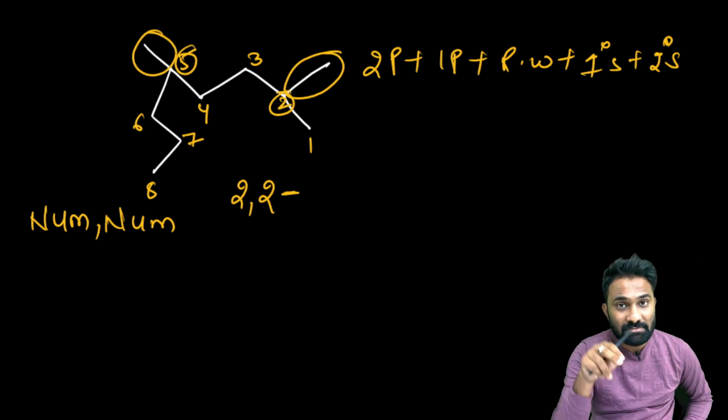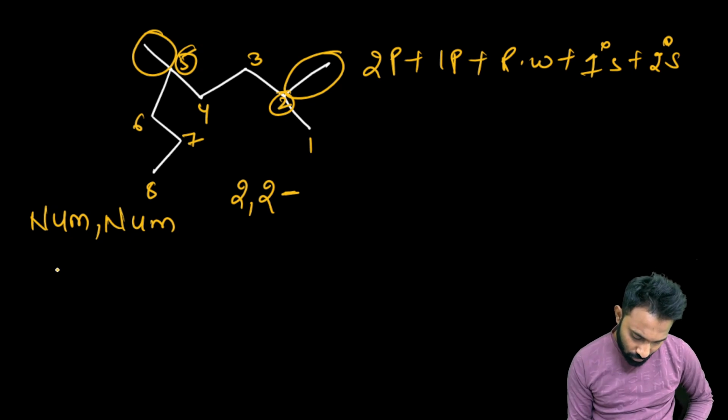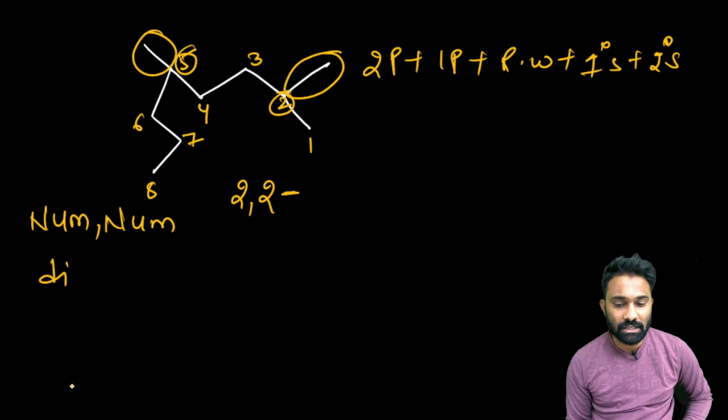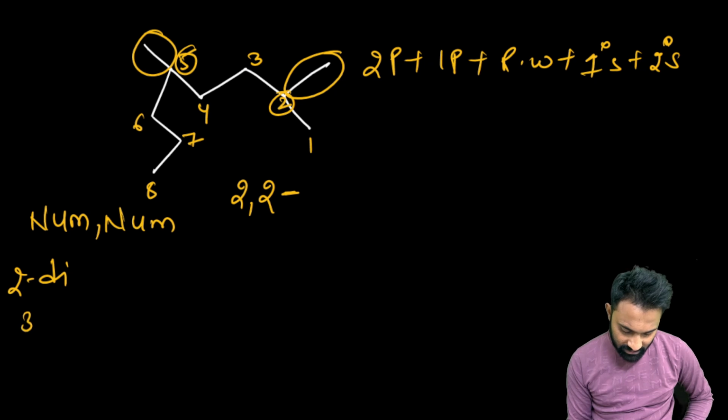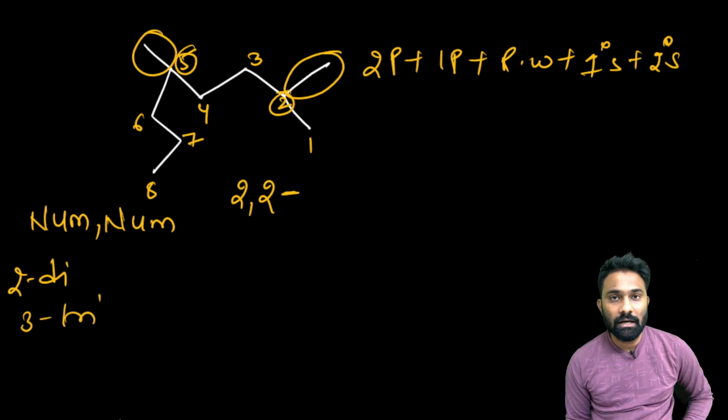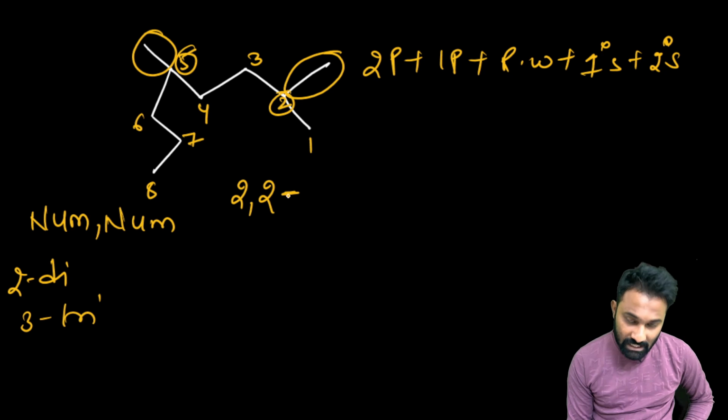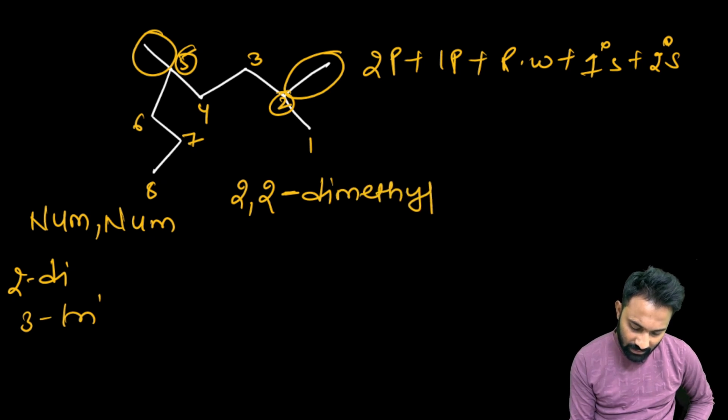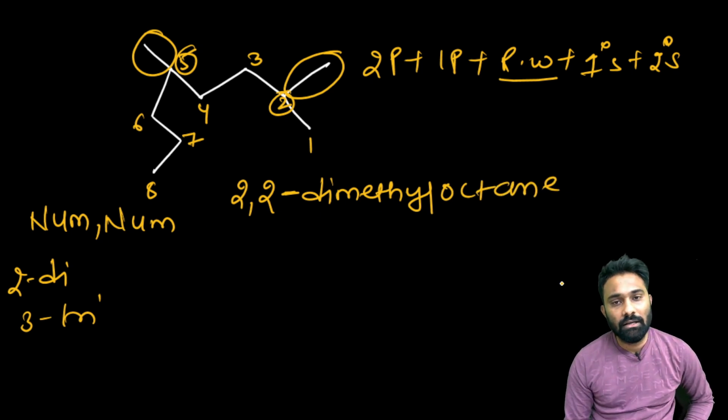But it has been repeated 2 times in the organic compound. So if it is represented 2 times, we have to use di. If it is 3, tri. Clear? Done. Here 2 times it has been represented, so we have to represent it as di. Di, 2 comma 2 dimethyl. Now root word, how many carbons? 8 carbons, right? So oct, and all are single bonds, ane. 2,2-dimethyloctane. Clear? That's it. Now we will go to the next type of compound.